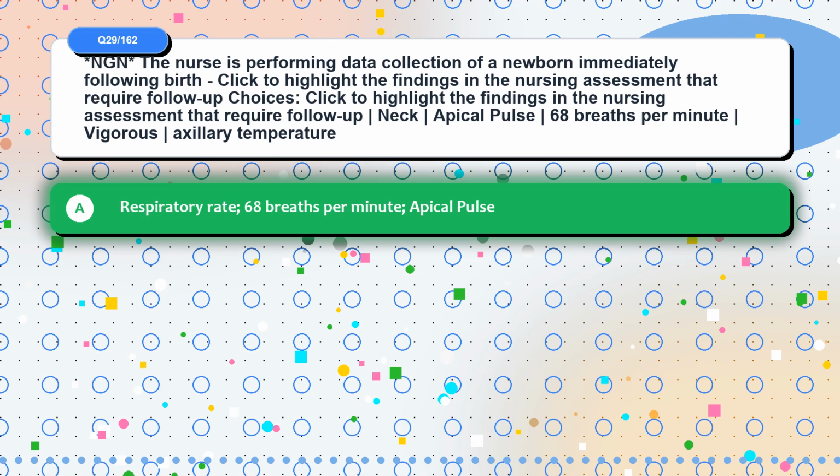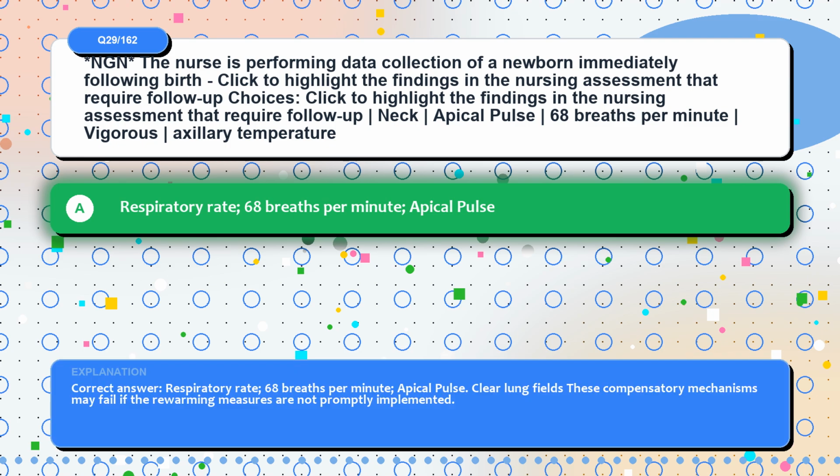The correct answer is option A. Respiratory rate 68 breaths per minute, apical pulse. Clear lung fields. These compensatory mechanisms may fail if the rewarming measures are not promptly implemented.